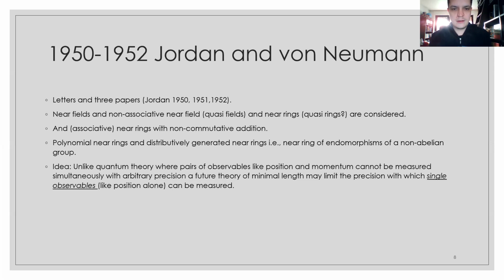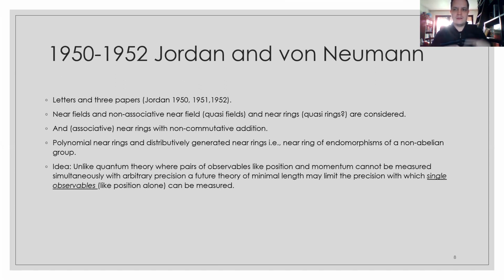And Jordan thought we need to generalize quantum theory because in quantum theory, we cannot measure pairs of observables with arbitrary precision. I think you might have heard about the uncertainty relation of Heisenberg, which tells that you cannot simultaneously measure position and momentum of a particle with arbitrary precision. But what is still possible, at least from a formal point of view, in quantum theory is to measure, let's say, the position with arbitrary precision. Then you have an infinite imprecision for momentum. But at least in principle, you can still measure the one observable with arbitrary precision.